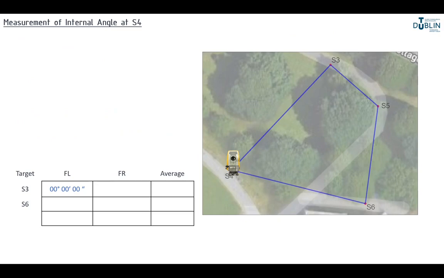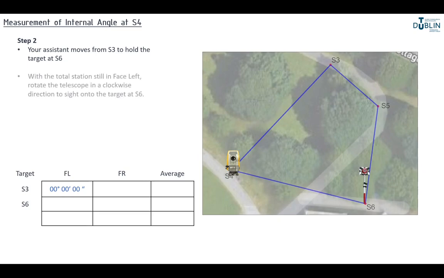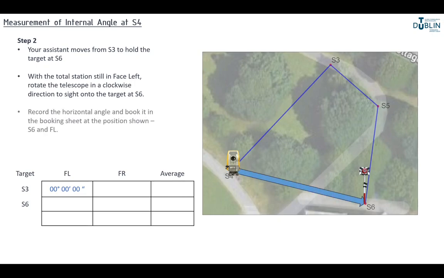So next we're going to take a reading on our station to the right of the total station. Our assistant moves from station 3 and holds the target over station 6 as shown here. When the total station is still in the face left, rotate the telescope in a clockwise direction to sight onto S6. Then you record a horizontal angle and book it in the booking sheet as shown below. Again, this is for station 6 and it's going to be the face left value.